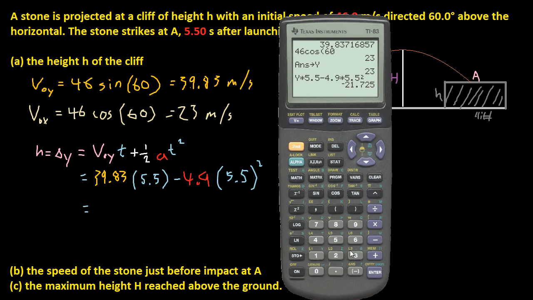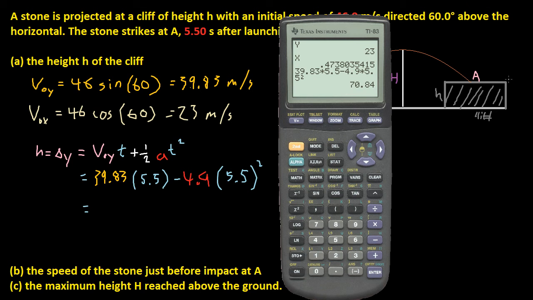What the heck? Okay, I'm going to type it in manually. 23, wait, I put it in wrong. I have no idea where these numbers came from, so I'm just going to do 30.83. I'm just going to use these numbers times 5.5 minus 4.9 times 5.5 squared. Okay, 70.84. That is much more promising.